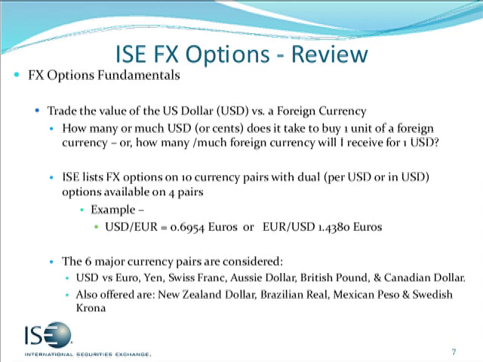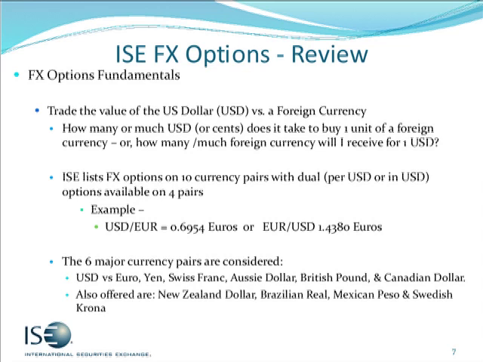The ISE currently lists FX options on what are known as in-currency pairs, and that's that situation of U.S. dollars versus a particular currency. And they also offer what is dual, per U.S. dollar or in U.S. dollars, which I just talked about a moment ago. How many U.S. dollars do you get per pound, and how much U.S. currency will I get for 1 pound? And that is available on 4 pairs, and that's primarily because of the way the currencies are quoted in the cash spot market, the underlying market for the foreign exchange, and that's where you judge the underlying from the FX option. So for an example, for a U.S. dollar euro contract, 0.6954 euros, or if we flip it over to euro U.S. dollars, it's 1.4380 euros. It's nearly a reciprocal transaction.